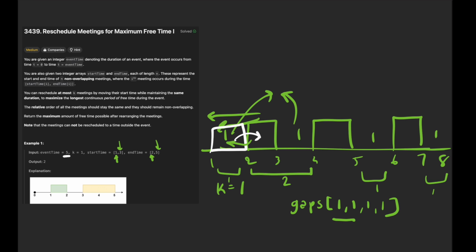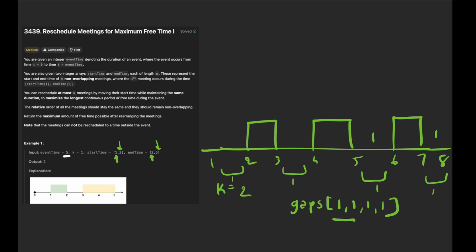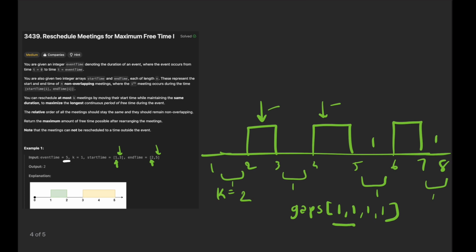What if we have k equal to 2? If we have k equal to 2, then we can move these two events, right? Let's consider if we are moving these two events. In order to maximize the gap in between, we can move them in either direction. Let's say, what would be the maximum gap if we can move these two events to the far most left? We would be getting the maximum gap that way.